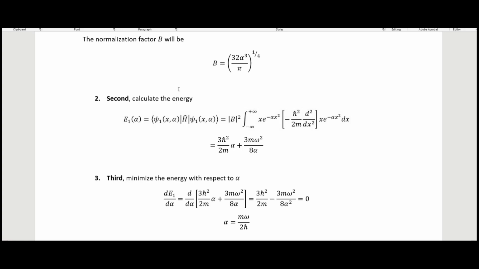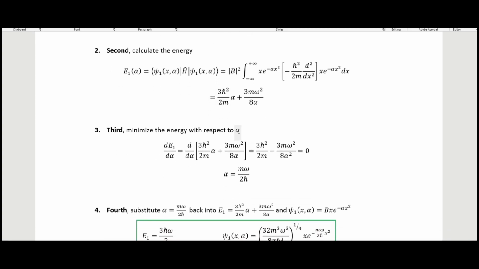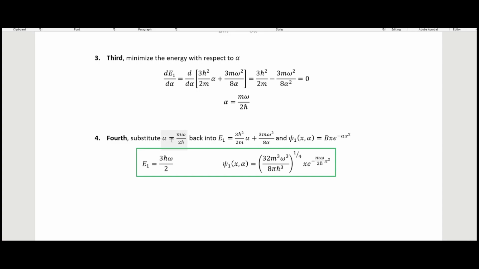So the second step, we calculate the energy, and so when we go through that, we end up with this right here as our energy. So then we want to minimize the energy with respect to alpha, so we take the derivative of the energy of the first excited state with respect to alpha, and what we end up with is alpha equal to this: m omega over 2 h bar. So then we substitute this alpha back into our energy right here and our wave function, and we end up with this right here. So this is our first excited state energy, and this is our wave function right here.